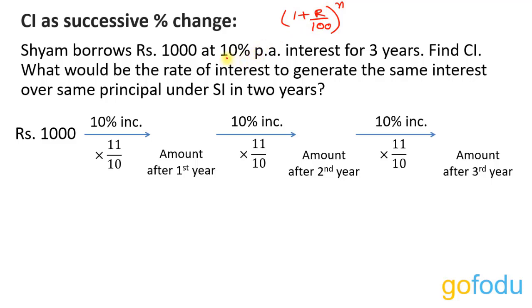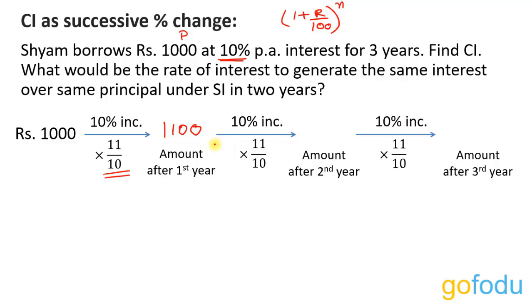So we have an interest rate of 10% here. That means we will have to increase this principal successively by 10%. So for the first year, a 10% increment means a multiplying factor of 11 by 10. 10% is 10 upon 100, that is 1 by 10. And increment means 1 plus 1 by 10, that is a multiplying factor of 11 by 10. So the amount at the end of the first year would be 1000 into 11 by 10, that is 1100 rupees.